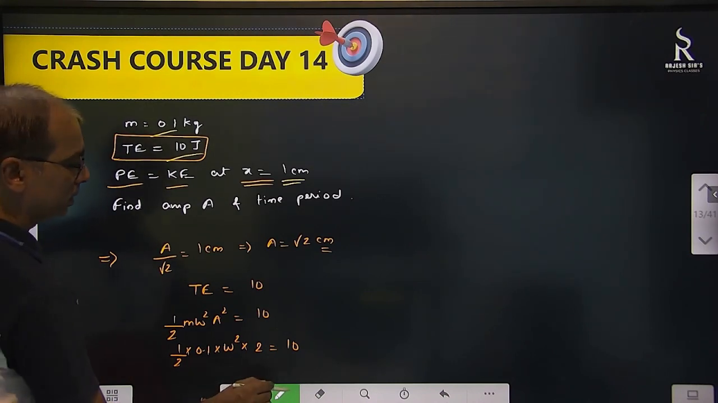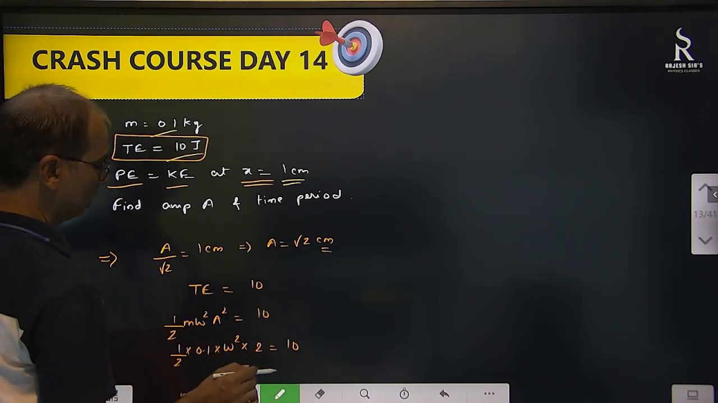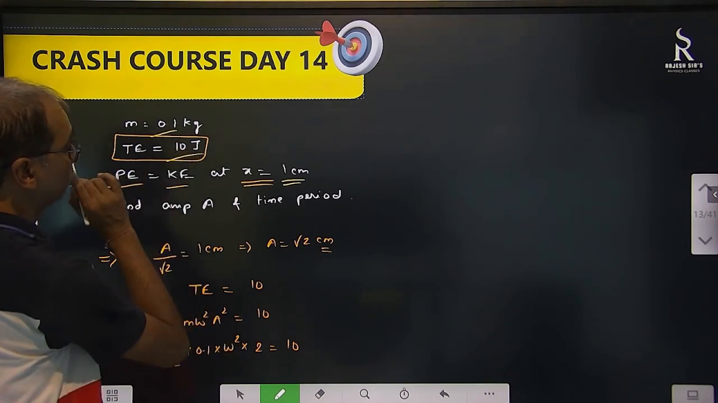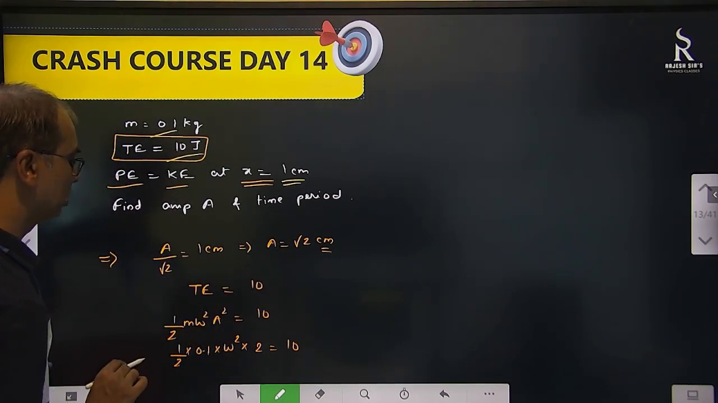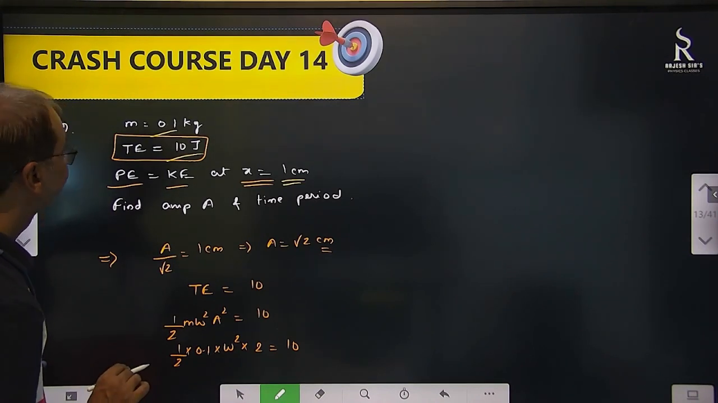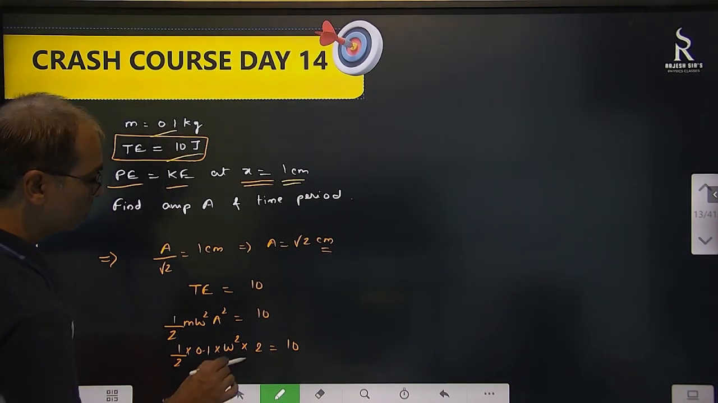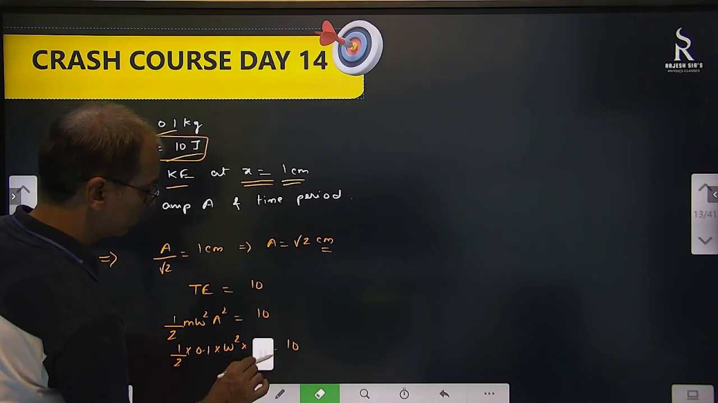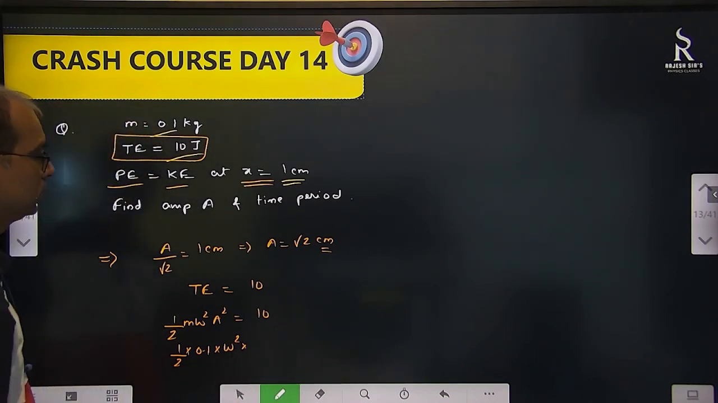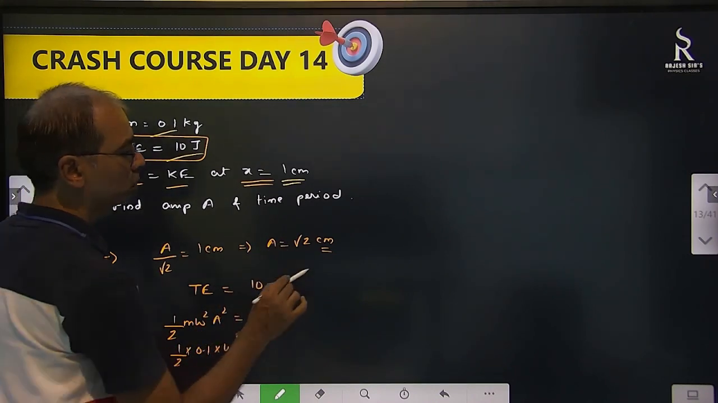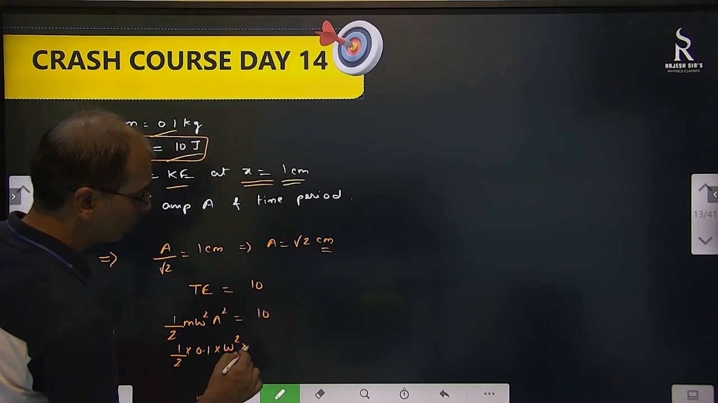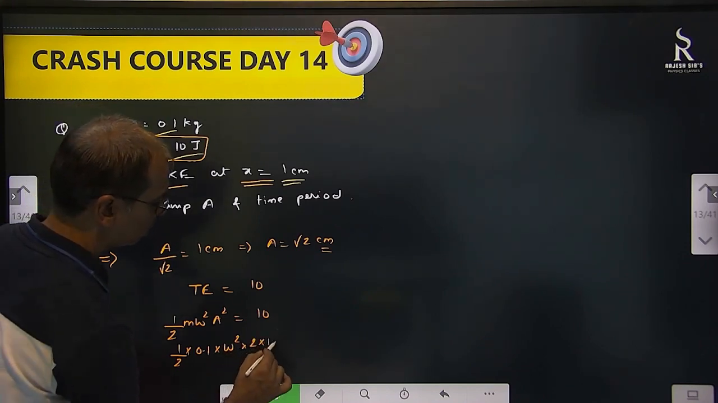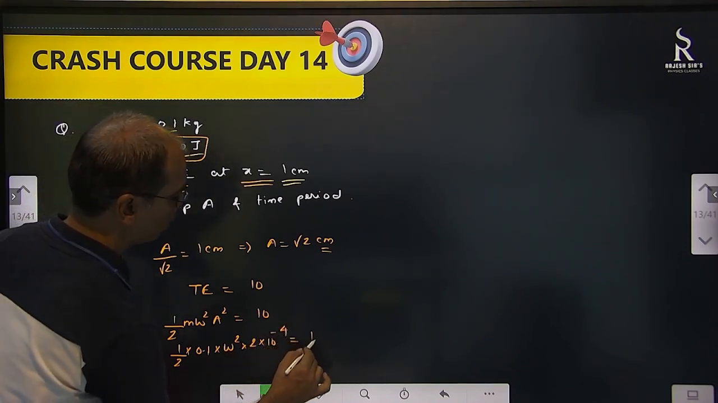We'll make it in CGS, okay? Can we do it in CGS? No, this is also in 0.1 kg. So only this we have to convert into meters. Okay, fine. Everything else is in SI only, right? Yeah. So root 2 centimeter, that means root 2 into 10 to the power minus 2. Square it, it will become 2 into 10 to the power minus 4. Very big answer will come.